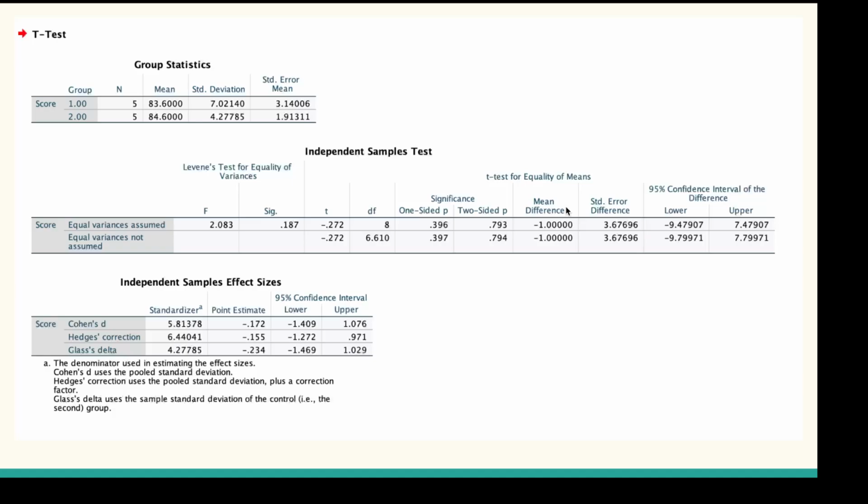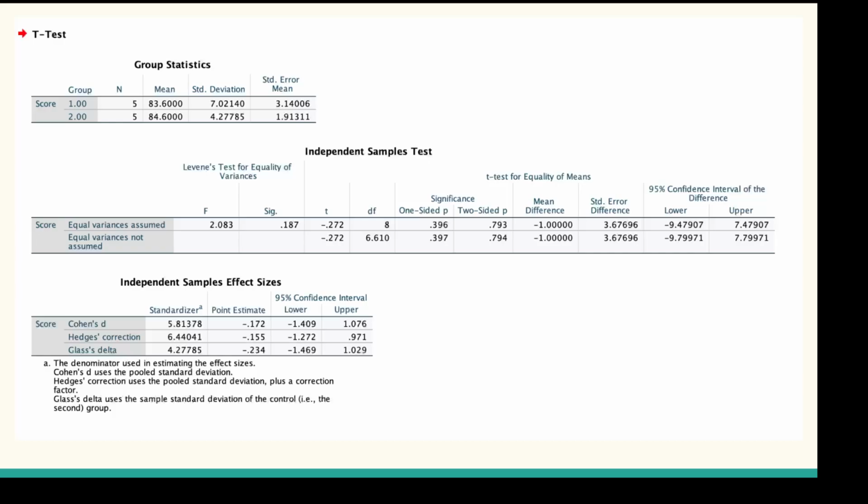This section provides the results of the independent samples t-test itself, which compares the means of the two groups. The test statistic measures the size of the difference relative to the variability in the data. In this case, the t-value is negative 0.272. And then the next thing we have is our df, which we already know. The degrees of freedom for the t-test, where equal variances is assumed, df is 8.